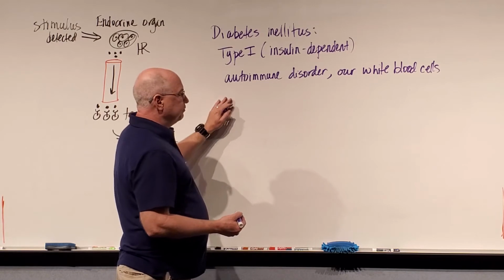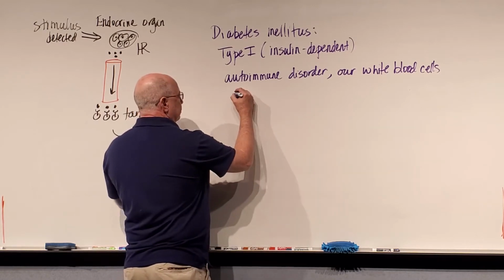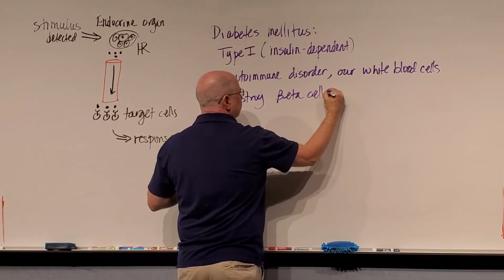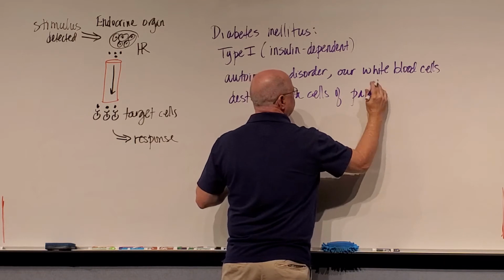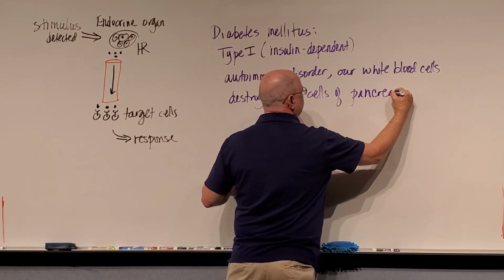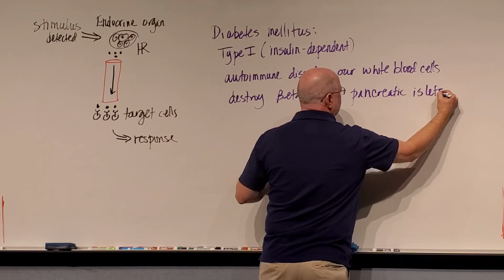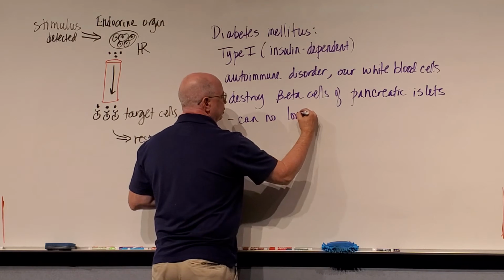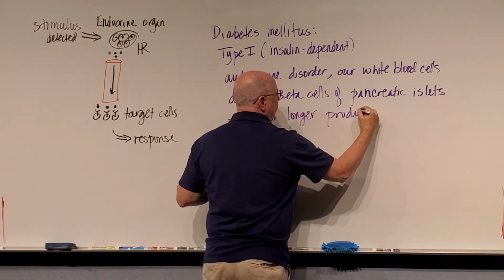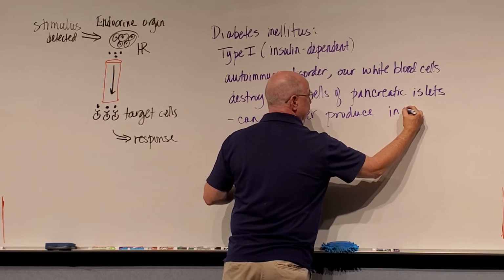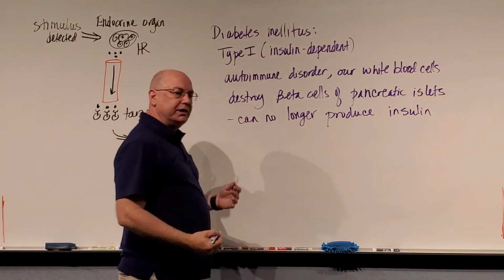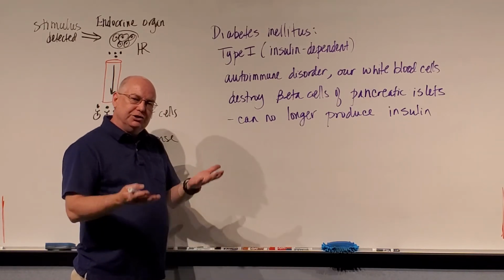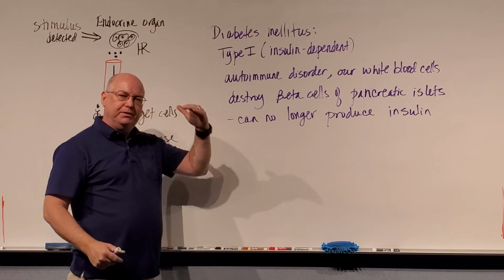Now, our white blood cells destroy the beta cells of pancreatic islets. The patient can no longer produce adequate amounts or any insulin in some situations. If you cannot produce insulin, your body can't take the sugar in, so every time you eat sugar, it stays in your blood, and your blood levels of sugar go up and up and up and up because you're not burning it.